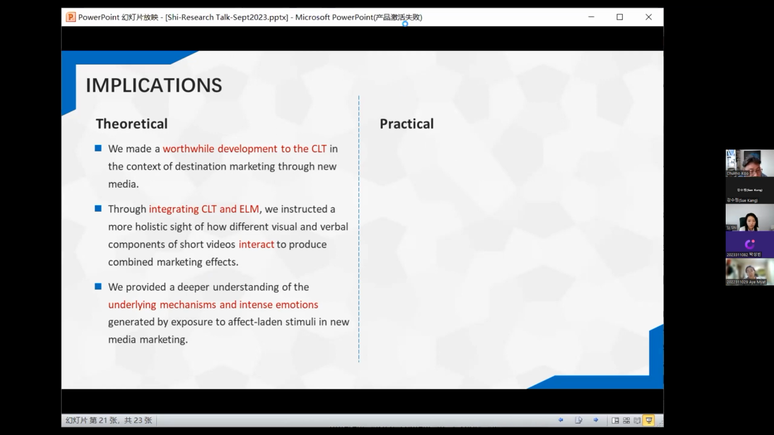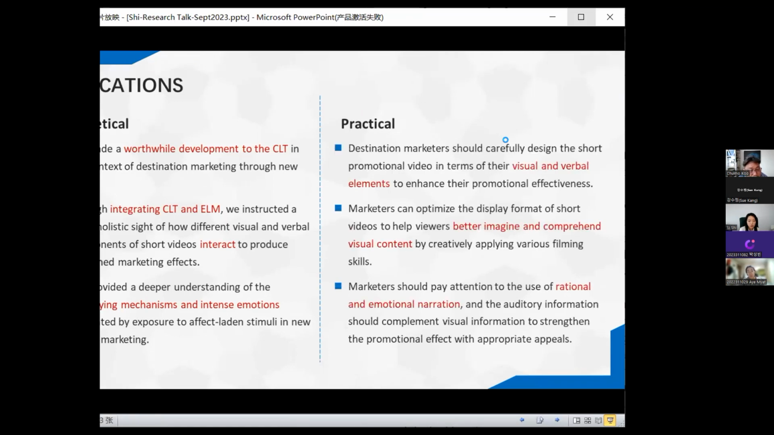Okay, and for the practical marketing practices. So as I just said, the short video is a newly emerging form of marketing. And since nowadays customers spend more and more time on this kind of platform, the marketers should grasp this opportunity, but they should also be cautious about the challenges when they implement the short video marketing strategy.